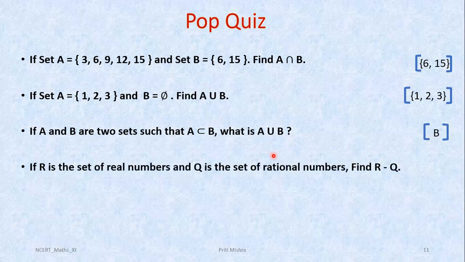if R is the set of real numbers and Q is the set of rational numbers, then find R minus Q. Meaning from the set of real numbers, you have to delete rational numbers. Then what will remain there? You have to write that only. Its answer is the set of irrational numbers, Q̄. Because when we delete rational numbers from the set of real numbers, we remain with irrational numbers only, right? So this is the answer.